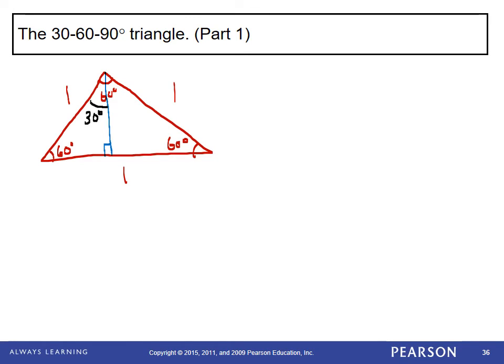So now what you have is a 30 degree triangle. So now here's your 30, 60, 90 triangle. That's where this comes from. All right, now the question is, what's the length of this part right here?